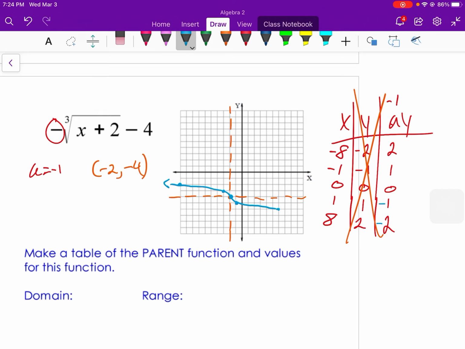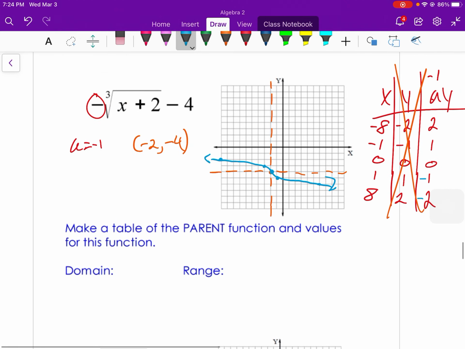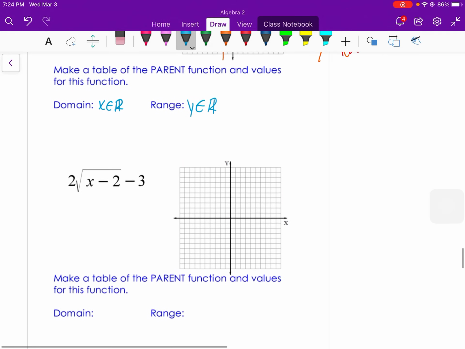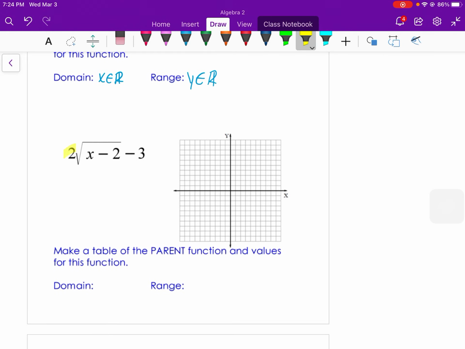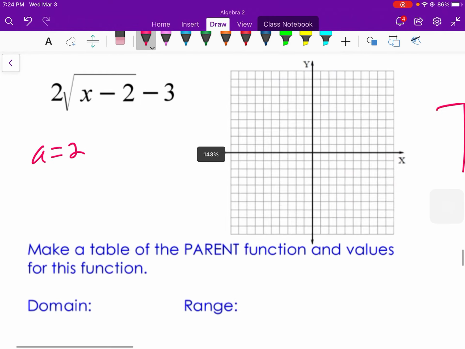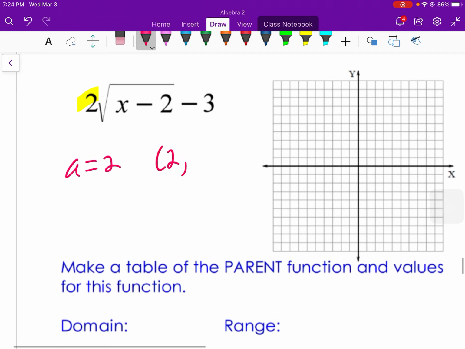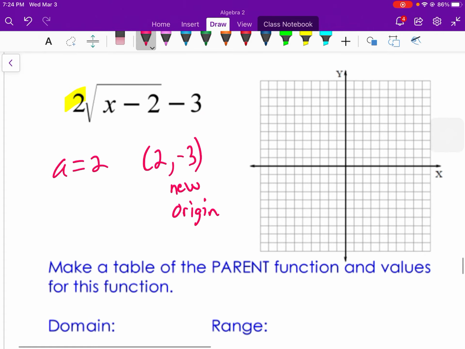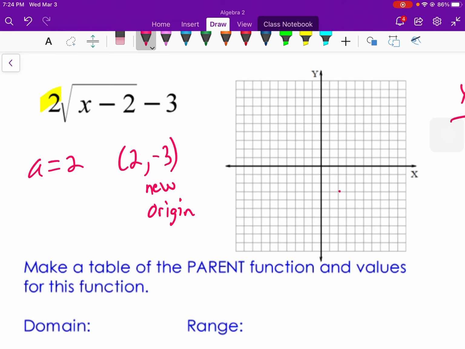And then finally from here we can state the domain and range. Since it's cubed root, x is an element of all reals and y is an element of all reals. Let's look at a square root. My a is 2, so it's going to be vertically stretched. x, y, a·y. We can also list my h, k first. It's going to be 2, -3 based off h and k. This is my new origin. So 2, 1, 2, 3.